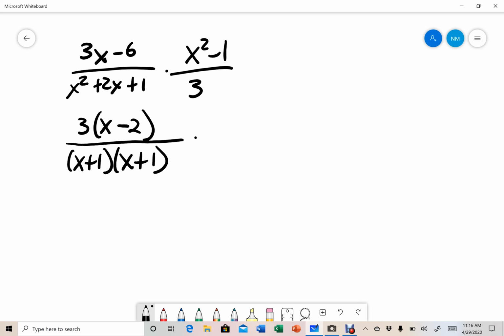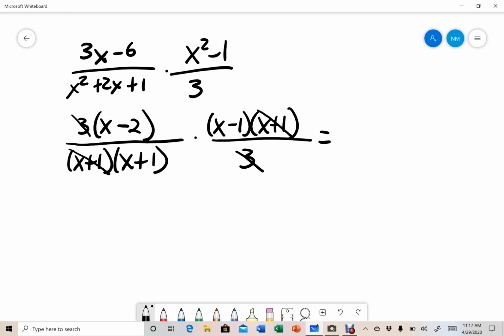Okay, then I look at my second term here, and I've got x minus 1 and x plus 1 over 3. Okay, so I factored everything out. This has been factored, this has been factored, this has been factored, and this cannot be factored. Okay, so I factored everything out, and now I go to step number 2, which is canceling my common factors. Okay, so 3 is common to 3. X plus 1 is common to x plus 1. So I'm left with this.